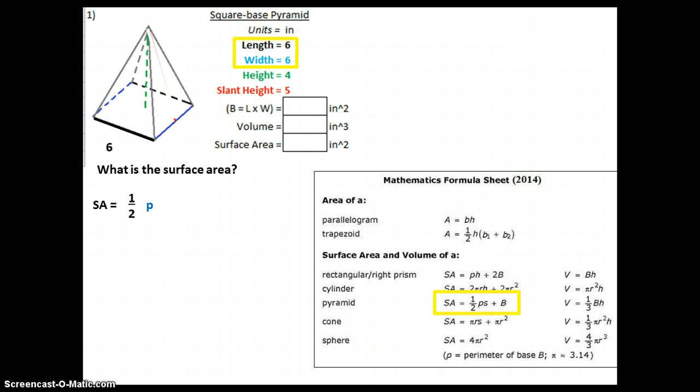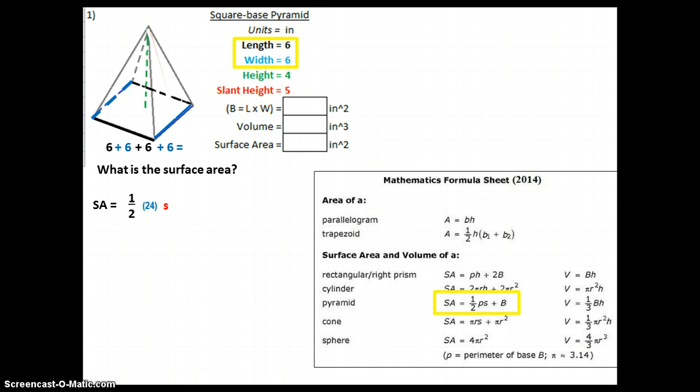It's 6. There's the width in blue. It also is 6. There's the other length. There's the other width. And you notice they match. When you add them all together, you get 24. And so we'll replace the P with the 24 in parentheses.